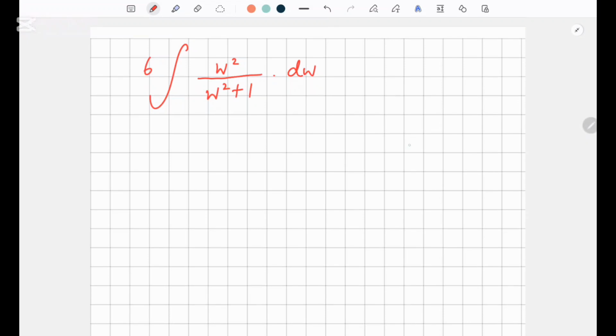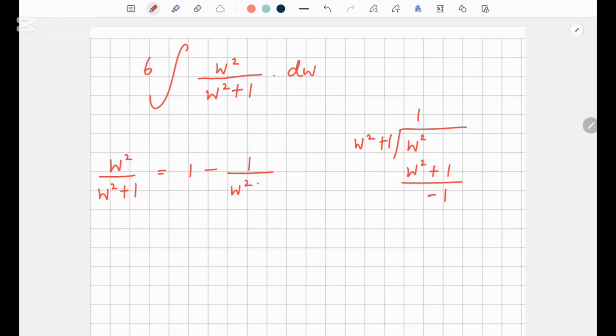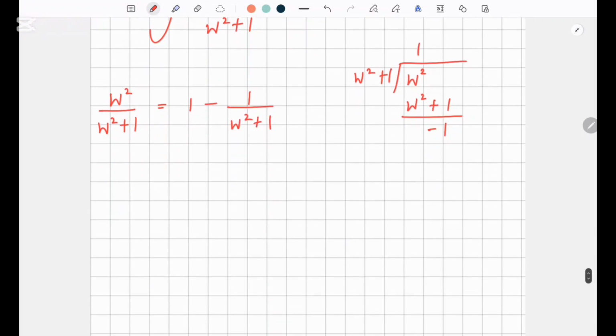So how do you do that? You could divide w squared by w squared plus 1. So w squared divided by w squared is 1. 1 into w squared is w squared. 1 into 1 is plus 1. So the remainder is minus 1, right? So you could write w squared over w squared plus 1 equals 1 minus 1 over w squared plus 1, right? So now we have the integration of 6 into 1 minus 1 over w squared plus 1 dot dw.